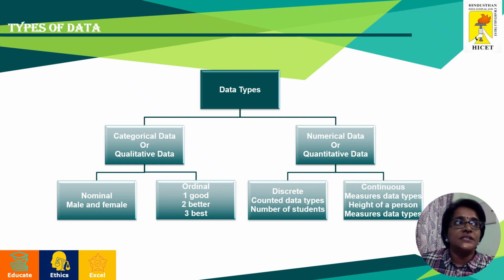Next, going with quantitative data, or numerical data. Numerical data is the one which is measurable or countable. For example, the height of a person is measurable, and the number of students present in a class is countable. Numerical data is categorized into continuous data and discrete data. Continuous data is data which can be measured, like the height or weight of a person. Discrete data is data which can be counted, and an example is the number of students in a class.